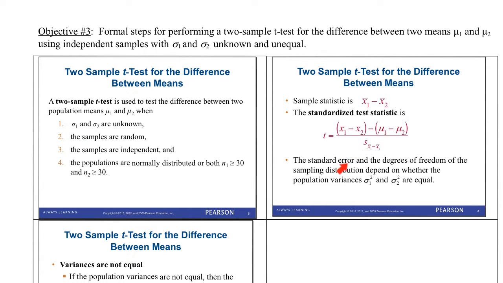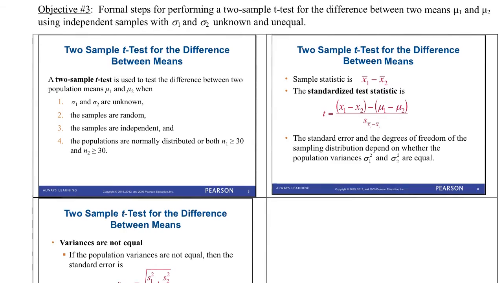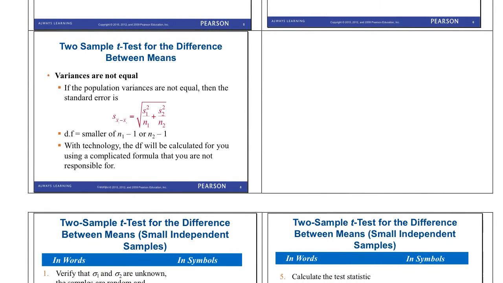So remember, when we use a t-distribution, we have degrees of freedom. The degrees of freedom and that standard error calculation are dependent on whether the population variances sigma 1 squared and sigma 2 squared are equal. We are only going to cover the two-sample t-test for the variances unequal. So when those variances are unequal, the standard deviation equation looks like this.